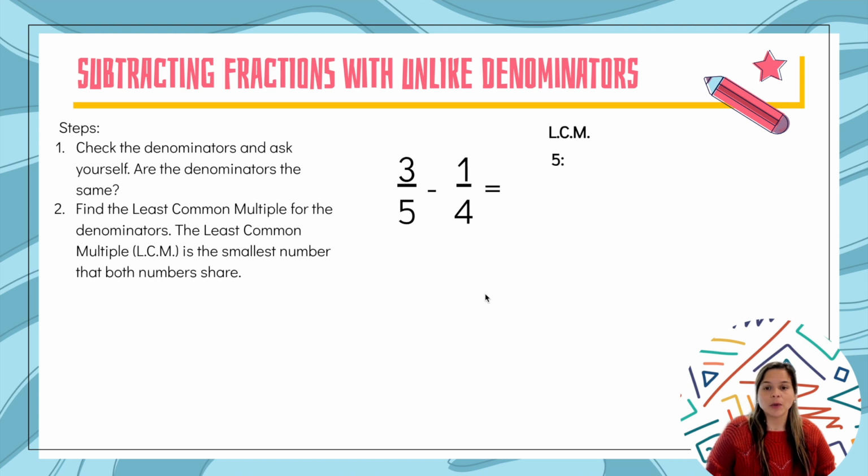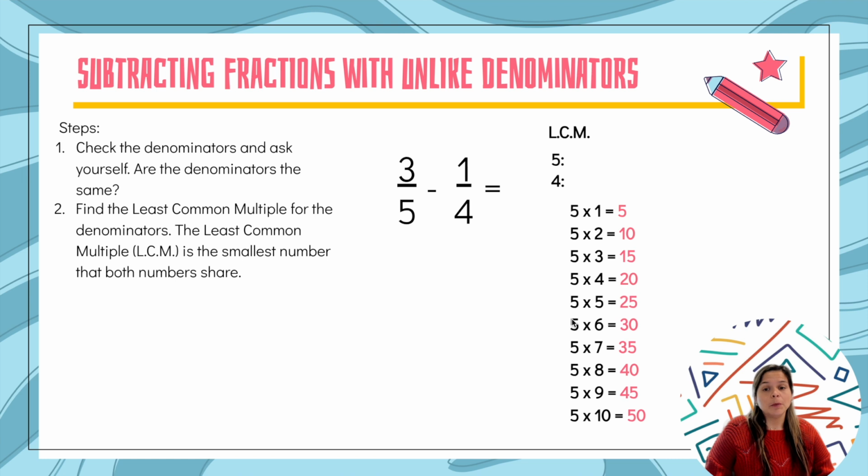So for that, we're going to look for the multiples of number 5 and number 4. And multiples are the product of the multiplication of the given number by another number. I always like to start doing the multiplication tables and check if I can find the least common multiple. If that's not the case, I continue. But let's see if it works in this case.